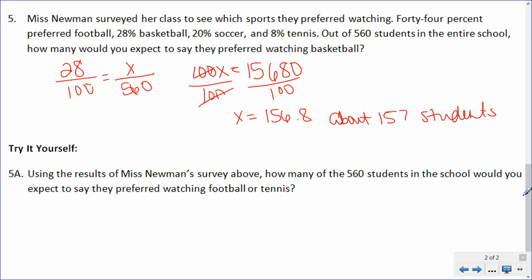Okay, for this one you should have set up a proportion also. So how many of the 560 students in the school would you expect to say they preferred watching football or tennis? That would be 291.2, which, since we're talking about, again, students, would round to 291 students. Or technically about 291 students.